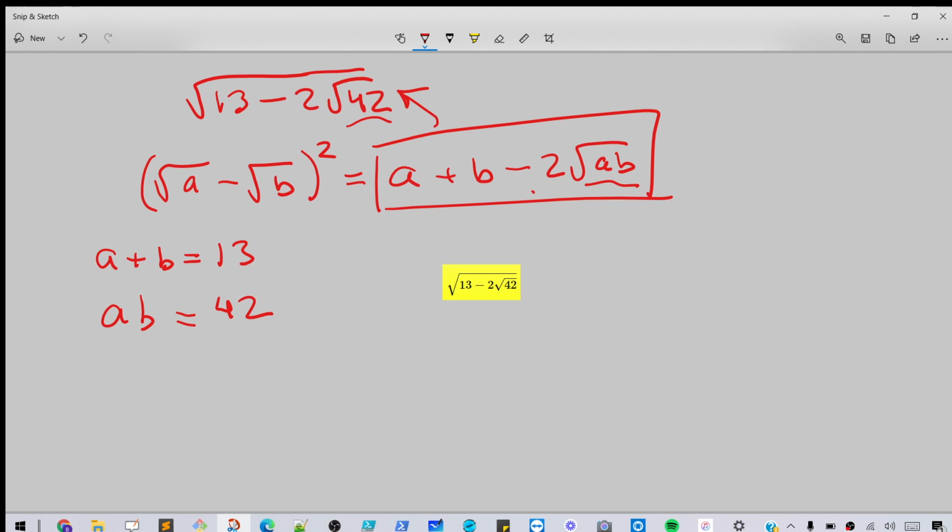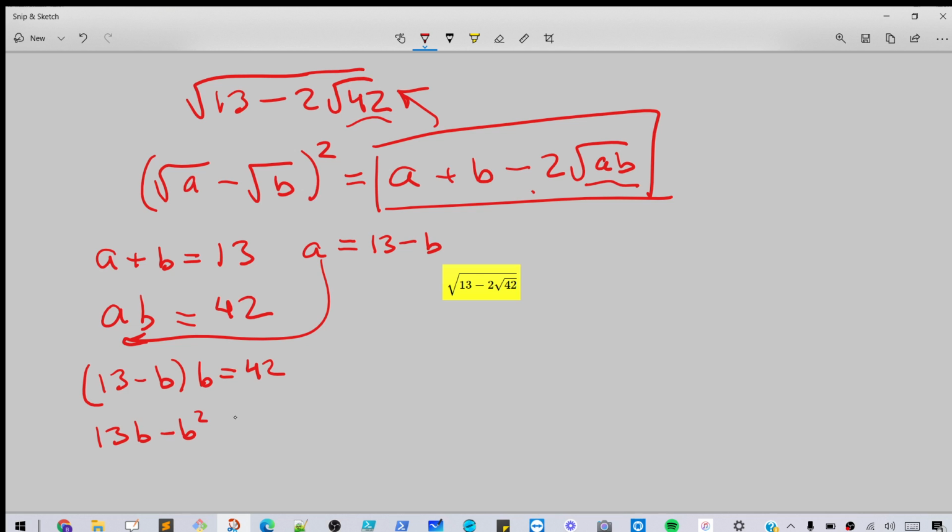Now, if you really wanted to take an extra step, what you could do is you could just kind of solve this as two equations. Like we could say a equals 13 minus b. Then substitute this back in here. And we'd have 13 minus b times b equals 42. Multiply it out. 13b minus b squared equals 42.